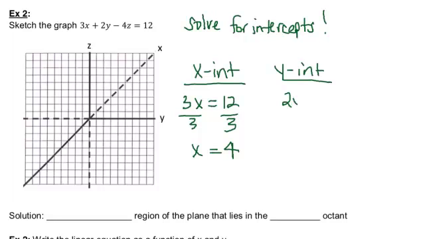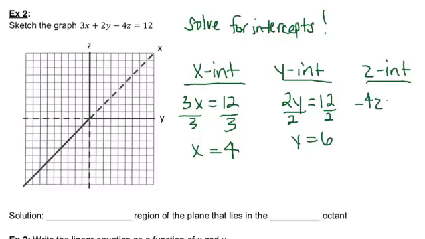So we are just left with 2y equals 12. Again, divide by 2, and y equals 6. And then lastly, our z-intercept. Again, if we make x and y 0, we are left with negative 4z equals 12. Divide by negative 4, and z equals negative 3. So then we're just going to graph these 3 points on the graph, and then we're going to connect them.